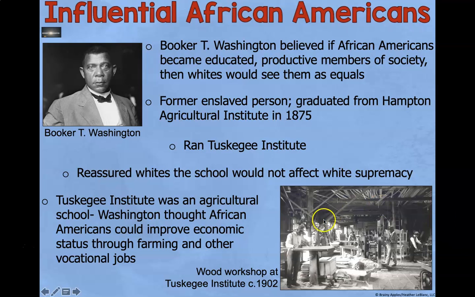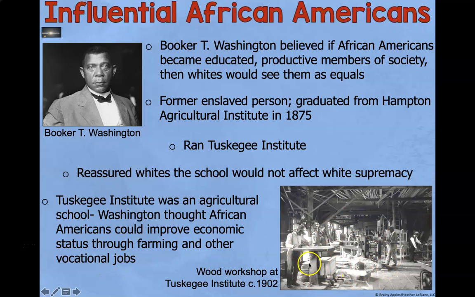He graduated from the Hampton Agricultural Institute in 1875, and he ran and opened the Tuskegee Institute, which you know about Tuskegee because it's still in operation. He reassured whites that the school would not affect white supremacy. I don't know why that would matter, but so the Tuskegee Institute was an agricultural school, which means that Washington thought African Americans could improve their economic status through farming and other vocational or trade jobs.